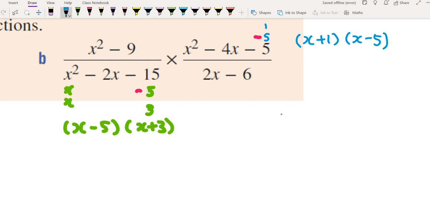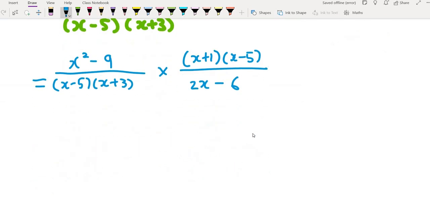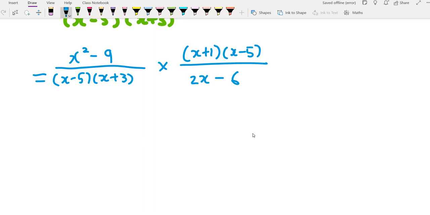Alright, now we've done all the hard work. Let's rewrite this fraction. So we've got x squared minus 9 on top. On the bottom we have x minus 5, x plus 3. And we're timesing this with, over here, x plus 1, x minus 5, and down the bottom we have 2x minus 6. Now, we were hoping to cancel out some from the top and some from the bottom, but so far we have nothing in common from top to bottom.